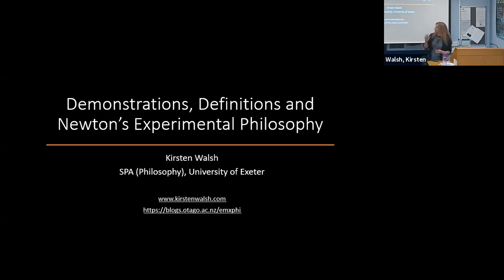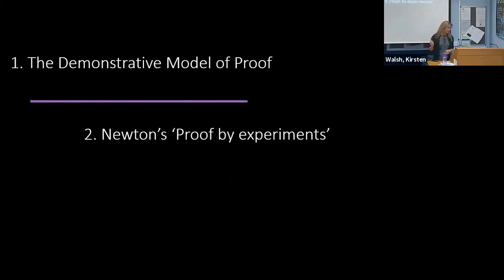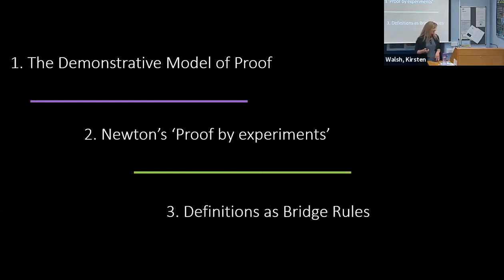And so what I'm going to do today is talk you through what's going on here and hopefully convince you that the experiments do have some probative force, and also explain maybe what the definitions and axioms are doing in that method. So what I'll do is first explain the demonstrative model of proof. Then I'll talk you through a very simple case of Newton's proof by experiments. And then I will give you my take on definitions as what I term bridge rules.